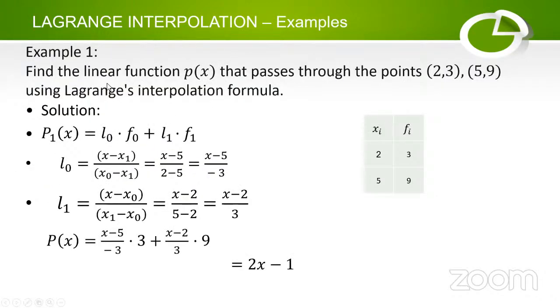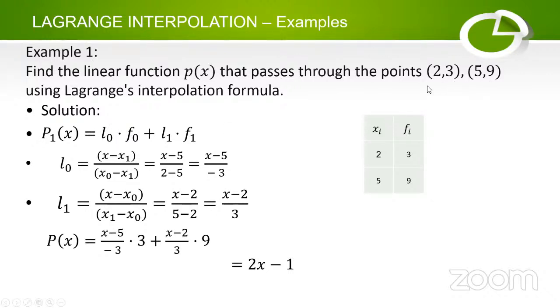In this example, we are asked to find the linear function P of x that passes through the points (2, 3) and (5, 9) using the Lagrange interpolation formula. Immediately we see this problem, we have two data points. And if we have two data points, we have a linear function. So we just go and write our P1, which is the first degree polynomial for Lagrange. P1 of x is equal to, we have two data points, so we have L0 F0 plus L1 F1.